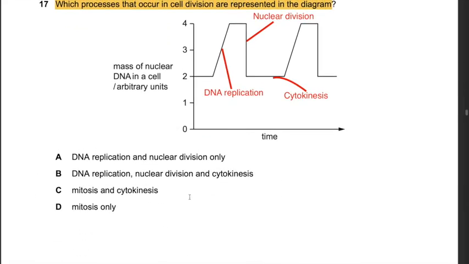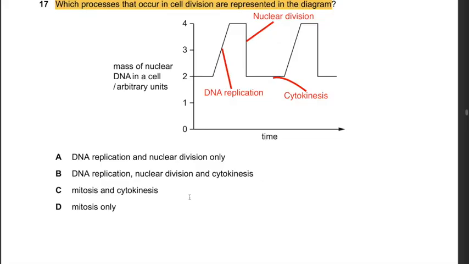Question 17. Which processes that occur in cell division are represented in the diagram? I have marked over here what occurs as the time passes. Since the mass of nuclear DNA in a cell increases, DNA replication will occur, therefore leaving us with the answer being either A or B.